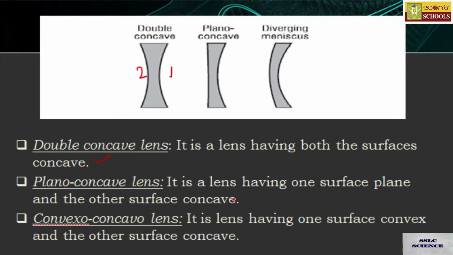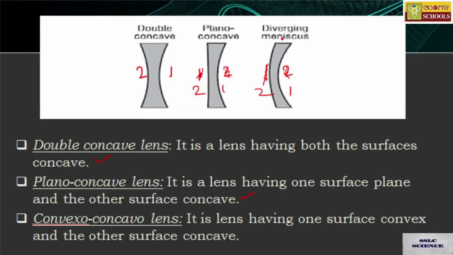Second one, plano-concave lens. It is a lens having one surface plane. You may take this as 1 and this as 2, or you may take 2 and 1. It's not at all a problem. So one side will be plane and the other side will be concave, and hence the name plano-concave. Planar plus concave lens is taken as plano-concave lens. Similarly, convexo-concave. So this is the concave part and this is the convex part. One surface is convex and the other surface is concave. You can take even 2 1 just to maintain the rhythm, no problem.